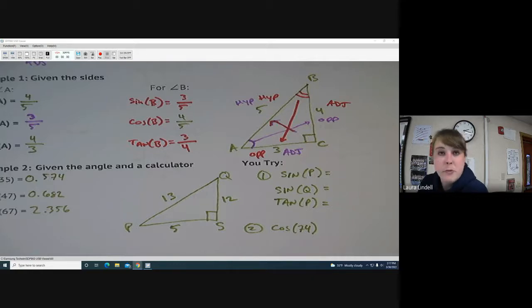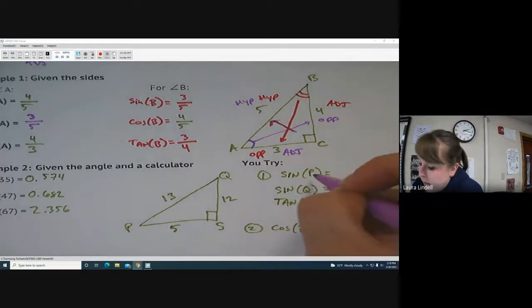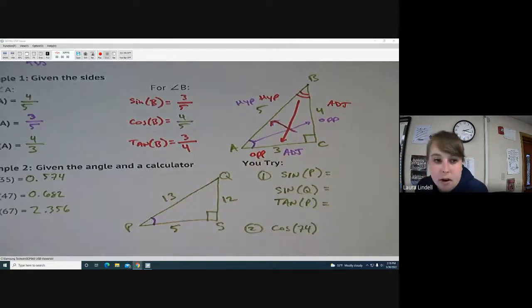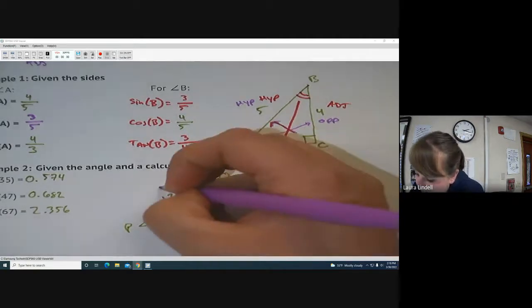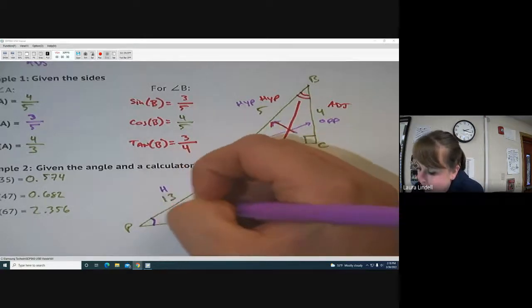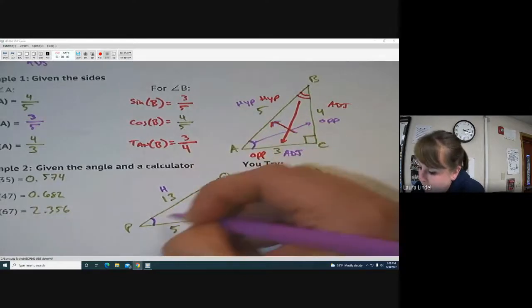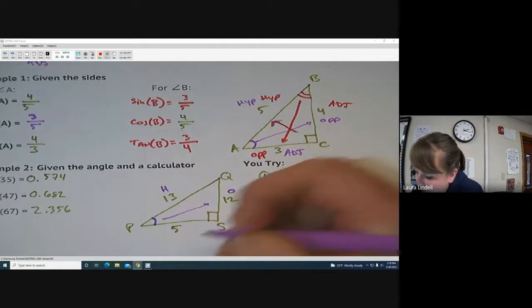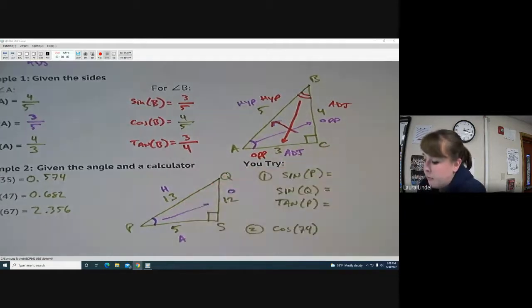All right, so hopefully you paused the video and figured out the answers, and now you're coming back to check your answers. So here we go, checking answers. Sine of P. Here is angle P. So I want to label with respect to angle P. The hypotenuse would be 13. It's across from the right angle. The opposite would be 12. I'm just going to put an O there for it. The adjacent would be 5 for angle P.